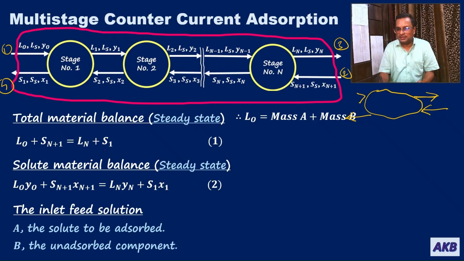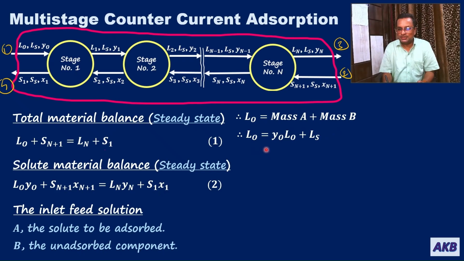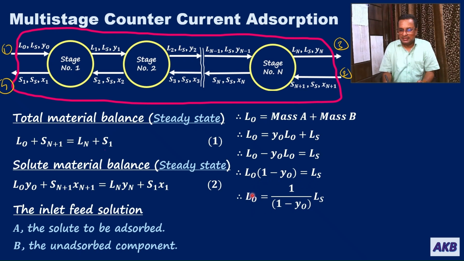Let me erase it so that you'll understand it. The total mass flow rate of the inlet feed solution is the mass flow rate of A plus the mass flow rate of B. So L0 is equal to the mass flow rate of A, written as small y0 into L0, plus Ls. Then I will bring this term to this side. So it will be L0 minus y0 into L0, that is equal to Ls. And then I can take L0 common, so it will be L0 into 1 minus y0, that is equal to Ls. That is, L0 will be equal to 1 upon 1 minus y0 into Ls.